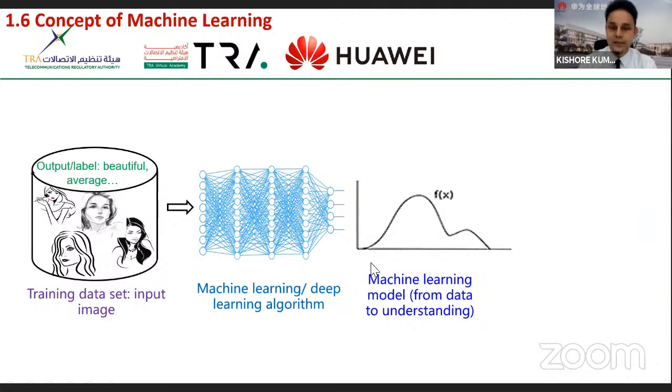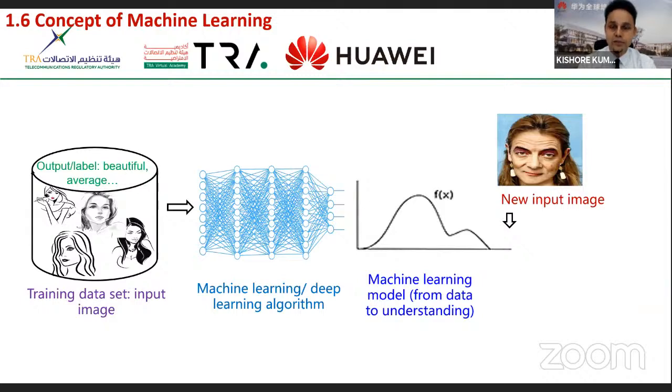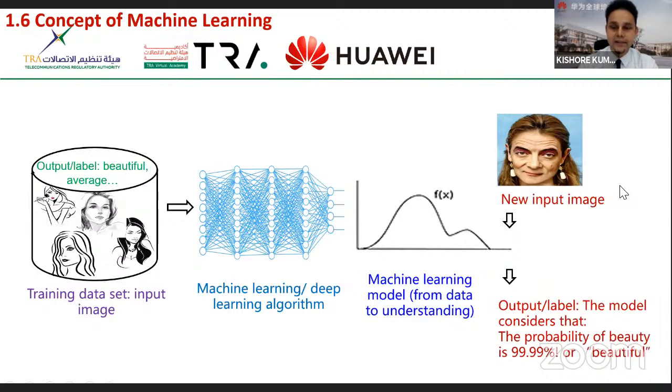It learns a lesson, and that is called a model. In fact, that is a function, right? So through analyzing this data, it comes up with a model. And based on that model, it gets the new data and produces its output. So maybe we input this picture in there, and it says this picture is extremely beautiful. The probability of this picture, Mr. Bean, being beautiful is 99.99%. What do you think about that? And that's in short what machine learning is, right?